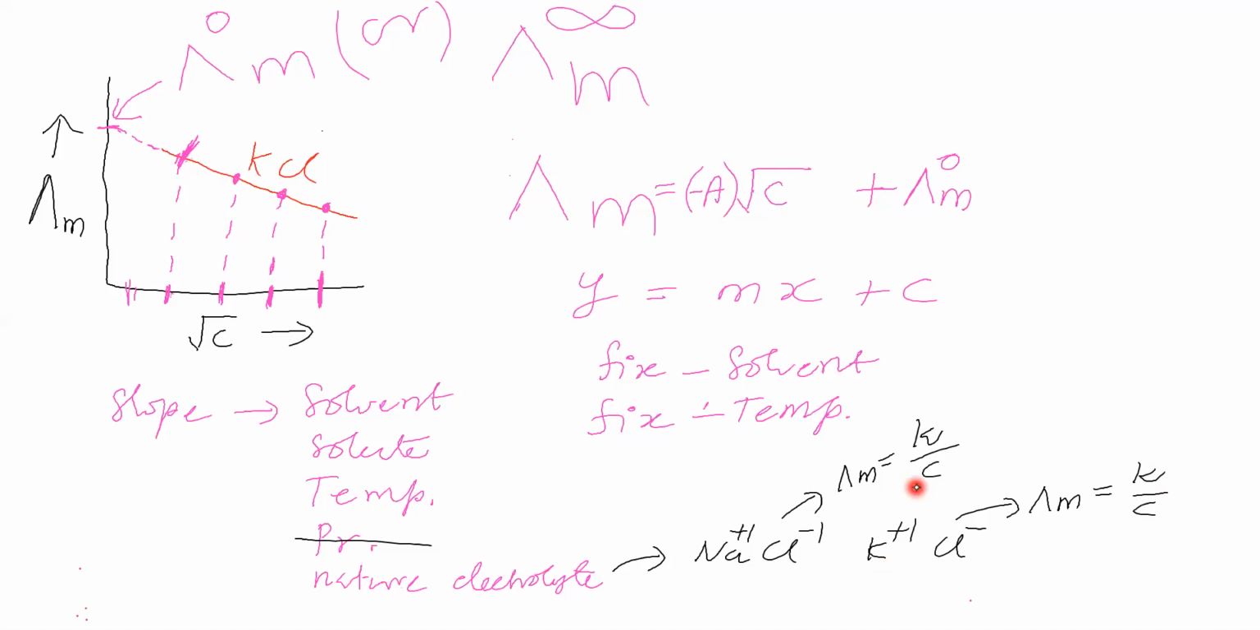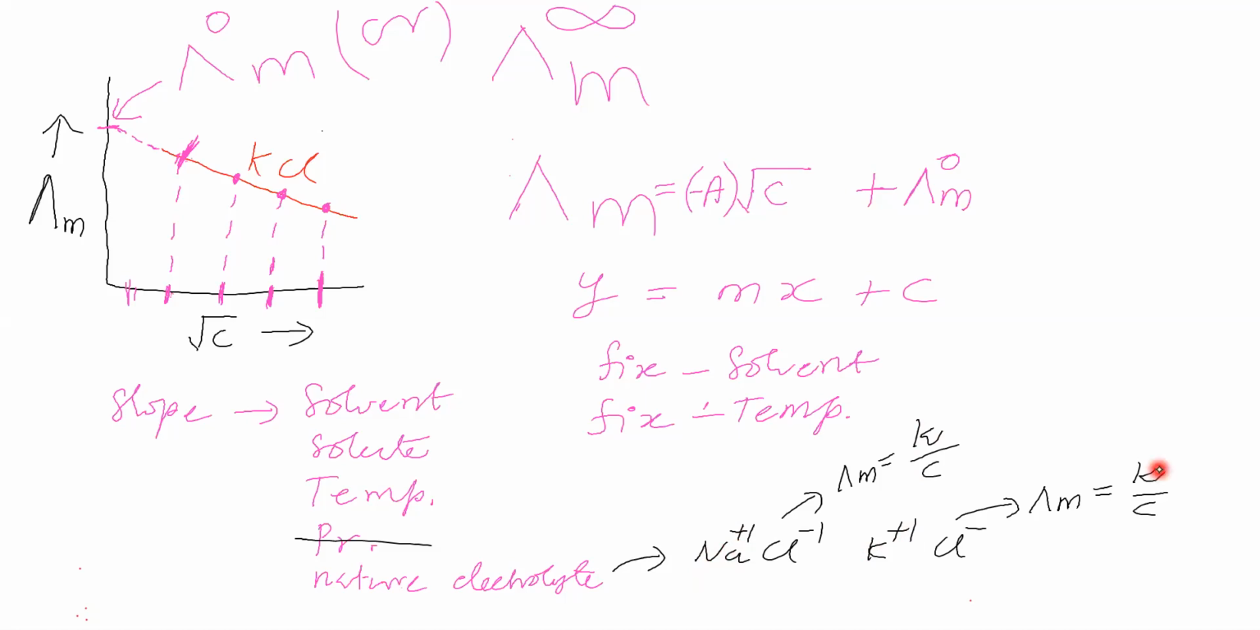For that, we have to see the size of solvated ions. Here extent of hydration is high, here extent of hydration is low. Size of solvated ion is high here because extent of hydration is high, and low here because extent of hydration is low. Therefore it will move slow, and this will move fast. Therefore conductivity is high for this and low for this. Conductivity low means lambda m is low. So for NaCl, lambda m is low.